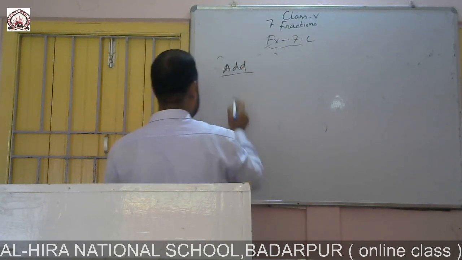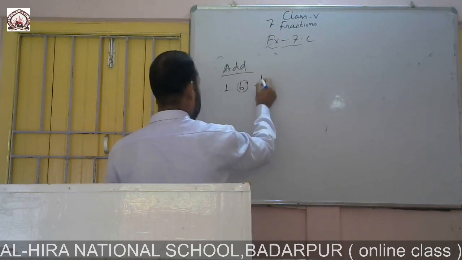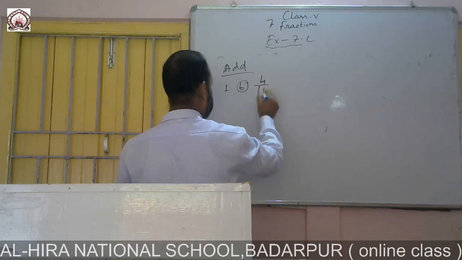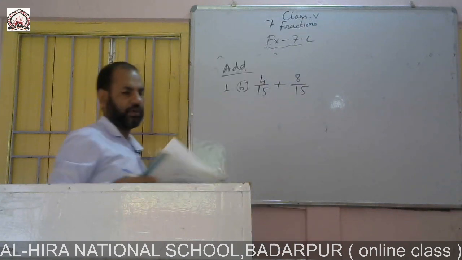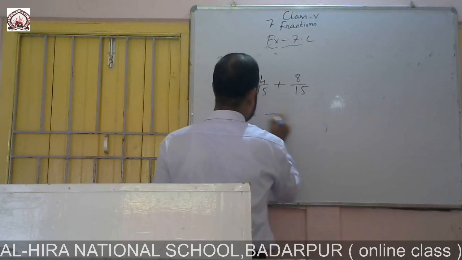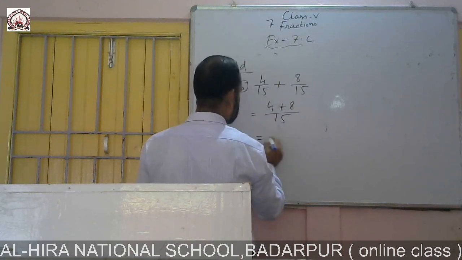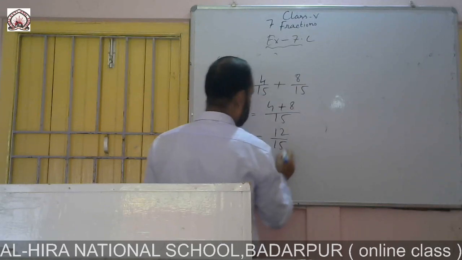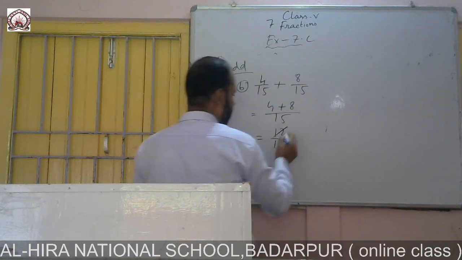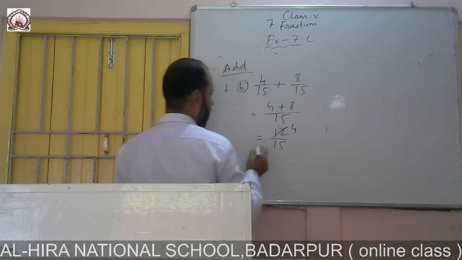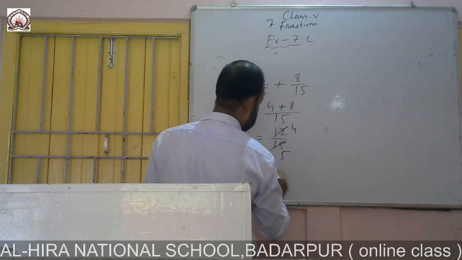So first, 1B. 4 by 15 plus 8 by 15. So if the denominator is the same, we take one denominator, 15, and 4 plus 8 equals 12 by 15. 12 by 15, we cut it. 3 4 jar 12, cut by 3, then it is 3 4 jar 12 and 3 5 jar 15. Answer is 4 by 5.